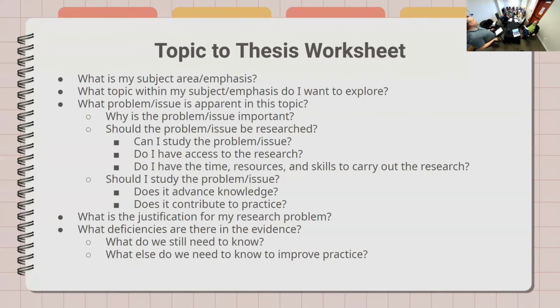If you want to change that, you need to come see me, so that I can either reassign you a new faculty advisor or something like that. So your subject area is your emphasis. It's the area that you're in. All right. What topic within my subject or emphasis do I want to explore? What's my topic? What place do I want to be on the map? What problem or issue is apparent in this topic? There's a gap. What's the gap between what ought to be and what is?